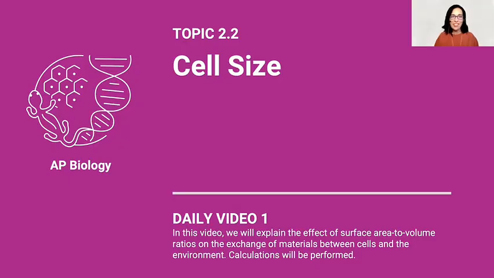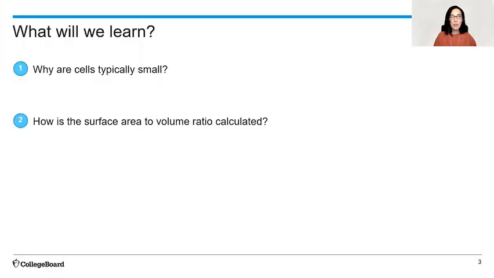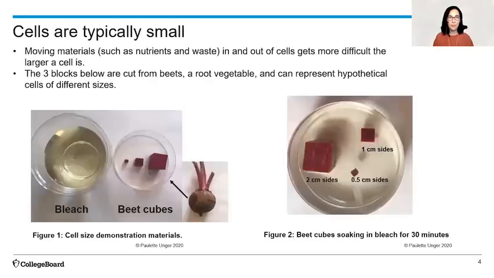Welcome to AP Biology. My name is Paula Dunger, and I teach at Christ Church Episcopal School in Greenville, South Carolina. Have you ever wondered why cells are typically small and why we don't see giant unicellular organisms roaming the planet? Well, we're going to explore why that is in this lesson and the role that the surface area to volume ratio of cells plays in that cell size, as well as how that ratio is determined.